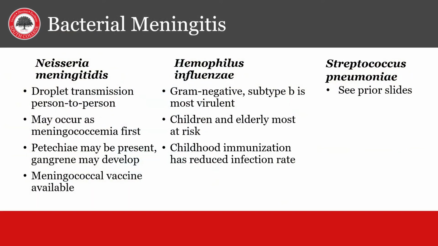The most common types are Haemophilus influenzae, Streptococcus pneumoniae, and rarely we can see Neisseria meningitidis. This is seen in young college-aged adults living in close quarters like dorms.